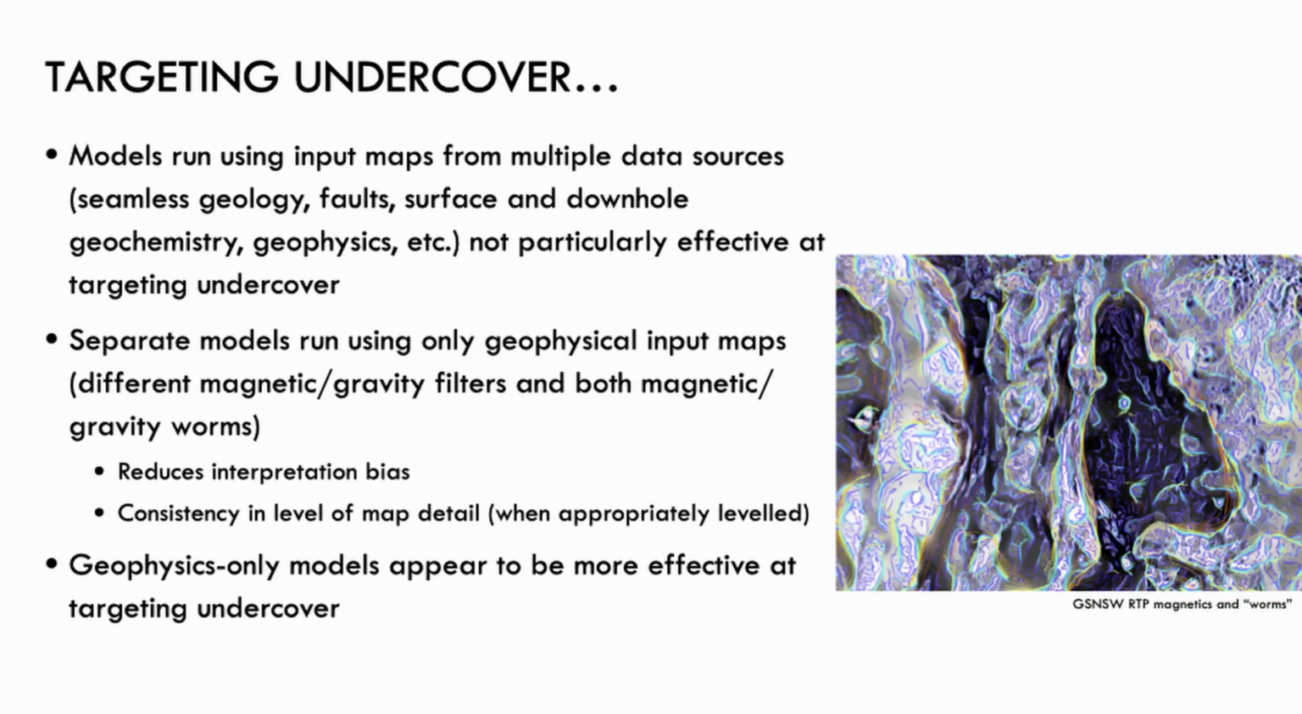There's also a good level of consistency in the map detail, assuming the geophysics has been appropriately levelled, and this is one of the benefits of using government geoscience data. They're very good at doing this. So the geophysics-only models appear to be more effective at targeting undercover, which is good. And I'll go through the different outputs from the different models.